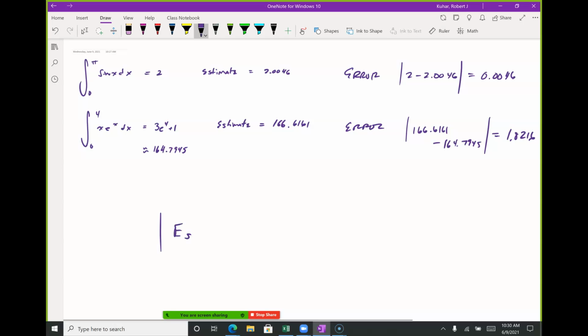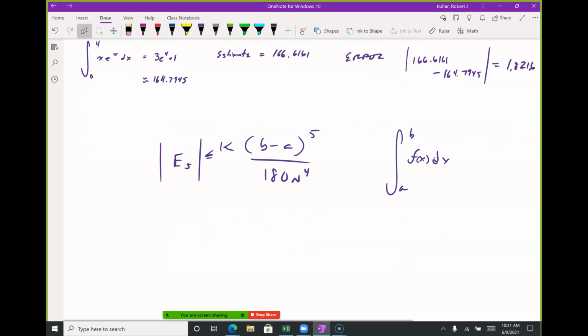E sub S in absolute value, so positive only, right? E sub S is less than or equal to K times (b minus a) to the 5th over 180 times n to the 4th. Okay. And so b minus a should be obvious, right? It's the integral from a to b. So a and b are the bounds of the integral.